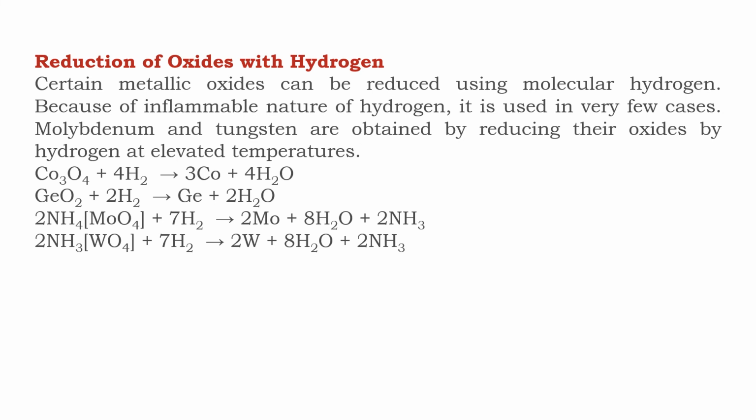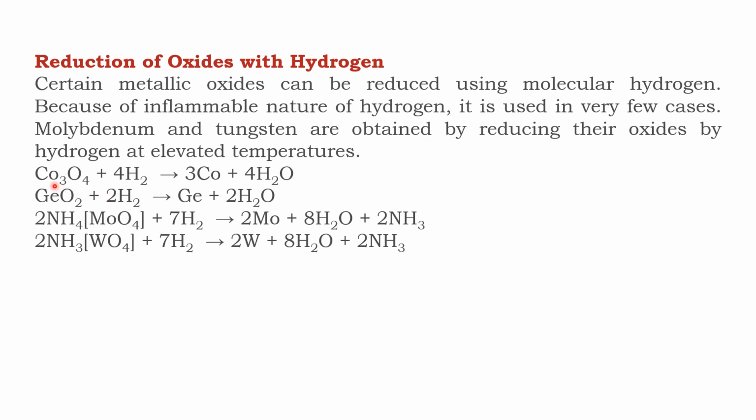The reduction process is carried out by hydrogen in certain cases. For example, in case of molybdenum and tungsten extraction, we use hydrogen as the reducing agent so that we get molybdenum and tungsten. The major drawback of reduction using hydrogen is that hydrogen is highly inflammable. So, for the extraction of very few metals, we use hydrogen as the reducing agent.